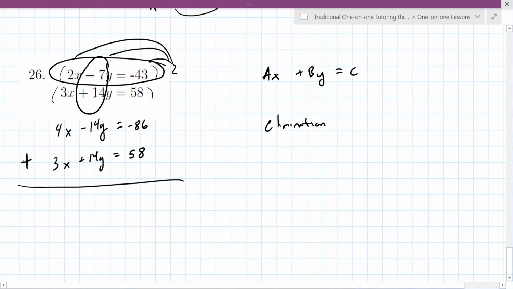And notice when you add these, what happens when you add them? Well, this goes away. So you get 7x equals minus 28, divide by 7, so x equals minus 4.